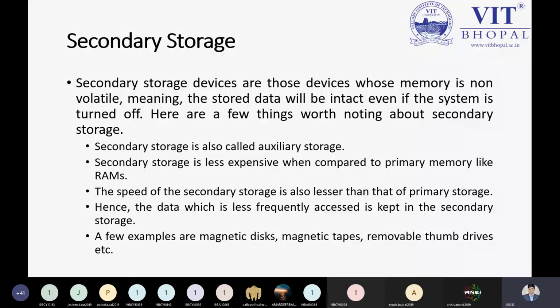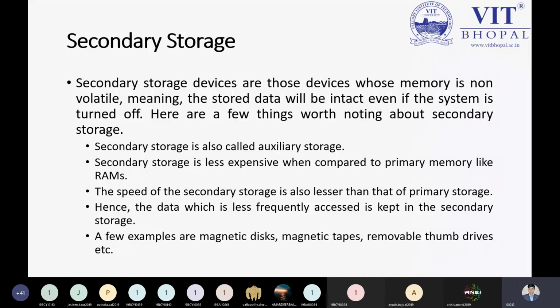Here we have a few things to keep in mind about secondary memory. Secondary memory is also known as auxiliary storage devices. Please keep in mind for examination purposes that I can ask this question in a different way. What is meant by auxiliary device or auxiliary storage? Then you have to write about secondary storage.